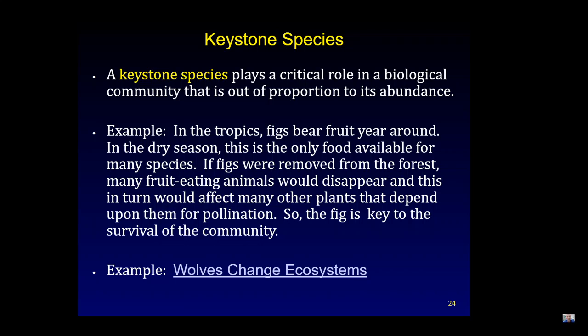A big one here would be bees. Bees would be a keystone species, or they fill a very critical role in their community. If you take them out, a lot of problems might happen, right? So for example, in the tropics, figs bear fruit year round.